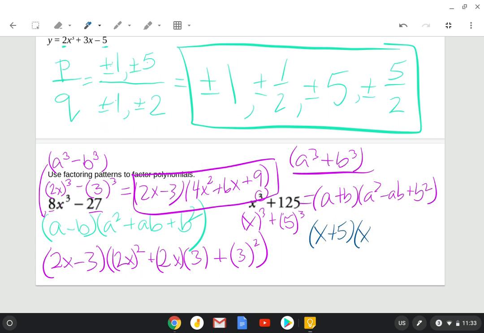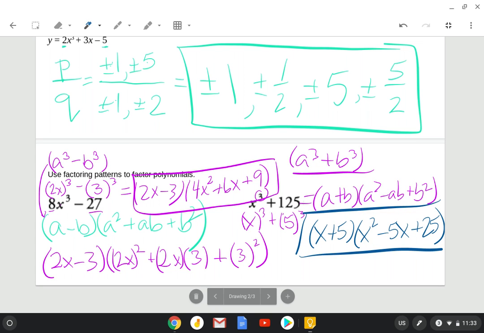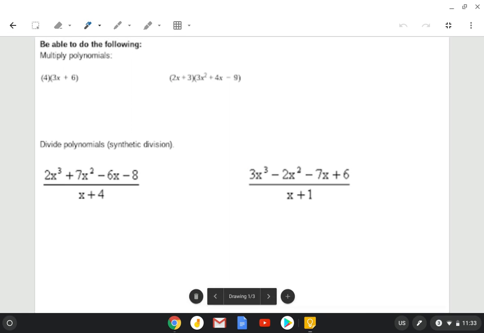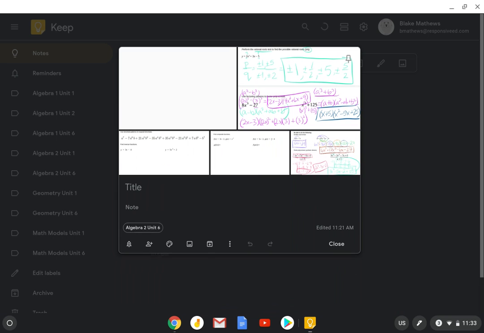A squared is x squared. Minus ab, 5 times x is 5x. And then b squared. 5 squared is 25. And that is it. All right. Let's jump to another drawing here and look at the next set of problems.